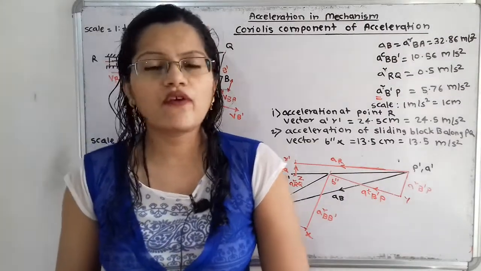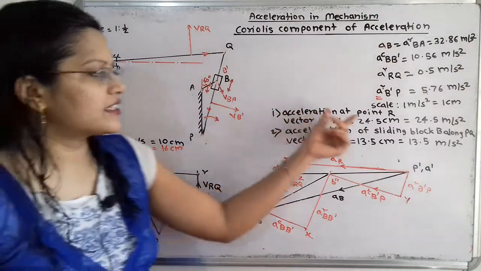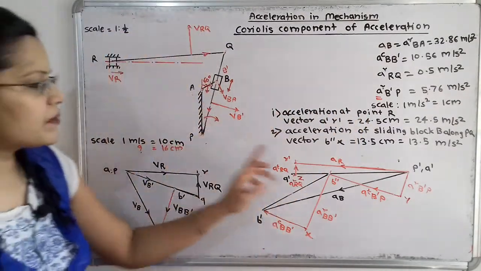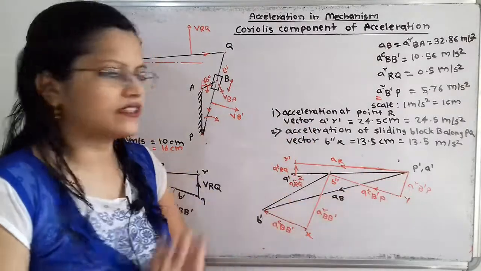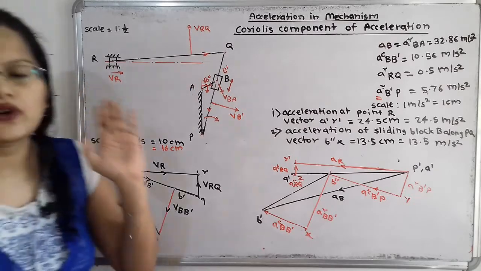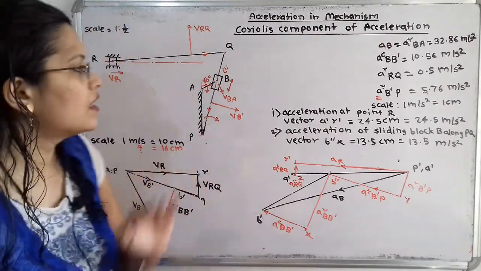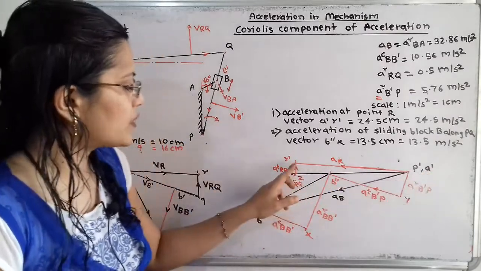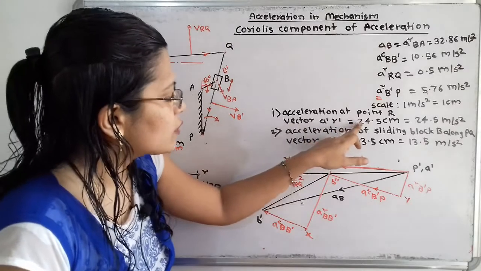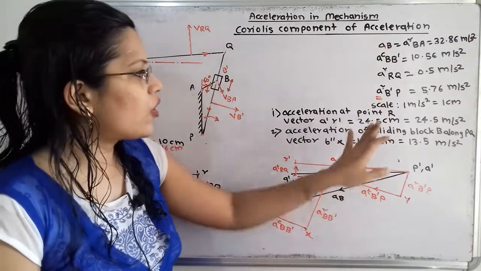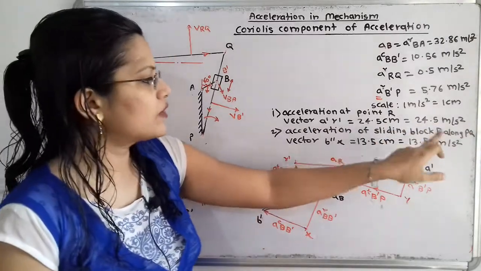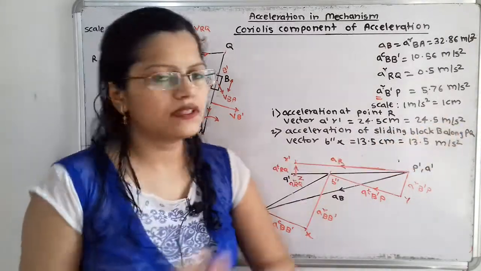Now we will move to the first question, that is the acceleration at point R. For the acceleration at point R, we will measure this vector a dash r dash, because R is having reciprocating motion along the horizontal line with respect to the fixed point. Here a dash is the fixed point and this is the horizontal line that I have located, which is equal to 24.5 centimeter. According to the scale, 1 meter per second square is equal to 1 centimeter, so it is equal to 24.5 meter per second square.